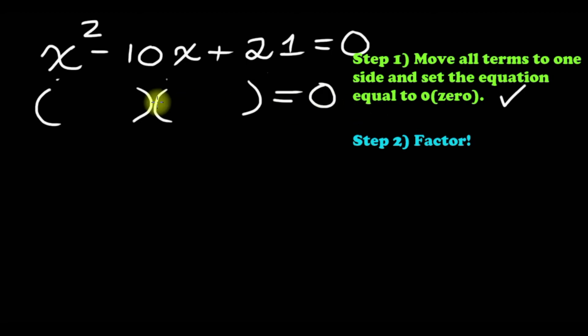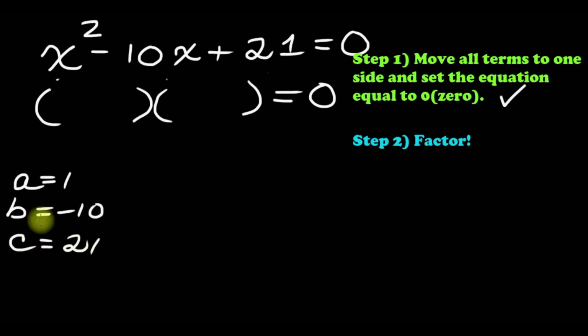To come up with the numbers for it, here's what you're going to do. See how your a is 1, your b is negative 10, and your c is 21. I hope you guys are able to see that. See the a is 1 right here. It's the coefficient of x squared. So there's your a. This is your b right here, and then this is your c, in standard form.